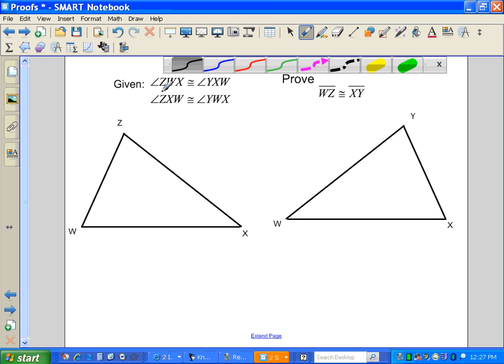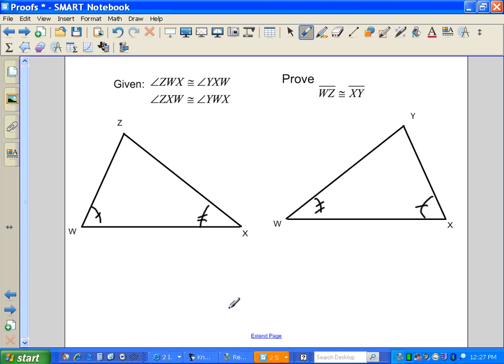Typically when we have a proof, I always like to start by marking what we know on the picture. Drawing the picture is a good idea, and separating the picture is a good idea. So I mark ZWX, this angle here, and YXW as congruent. That's sort of a start. And then I mark ZXW congruent to YWX, that one right there. So I've got a couple of pieces marked.